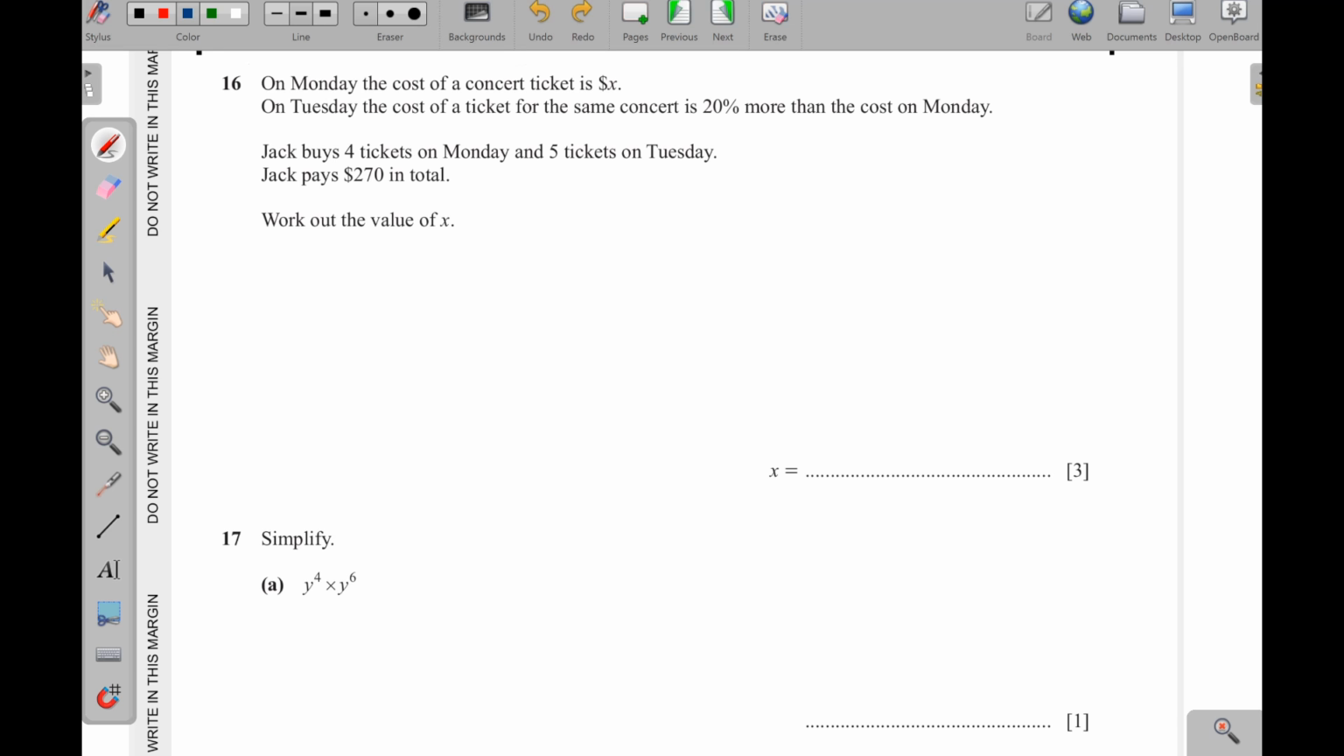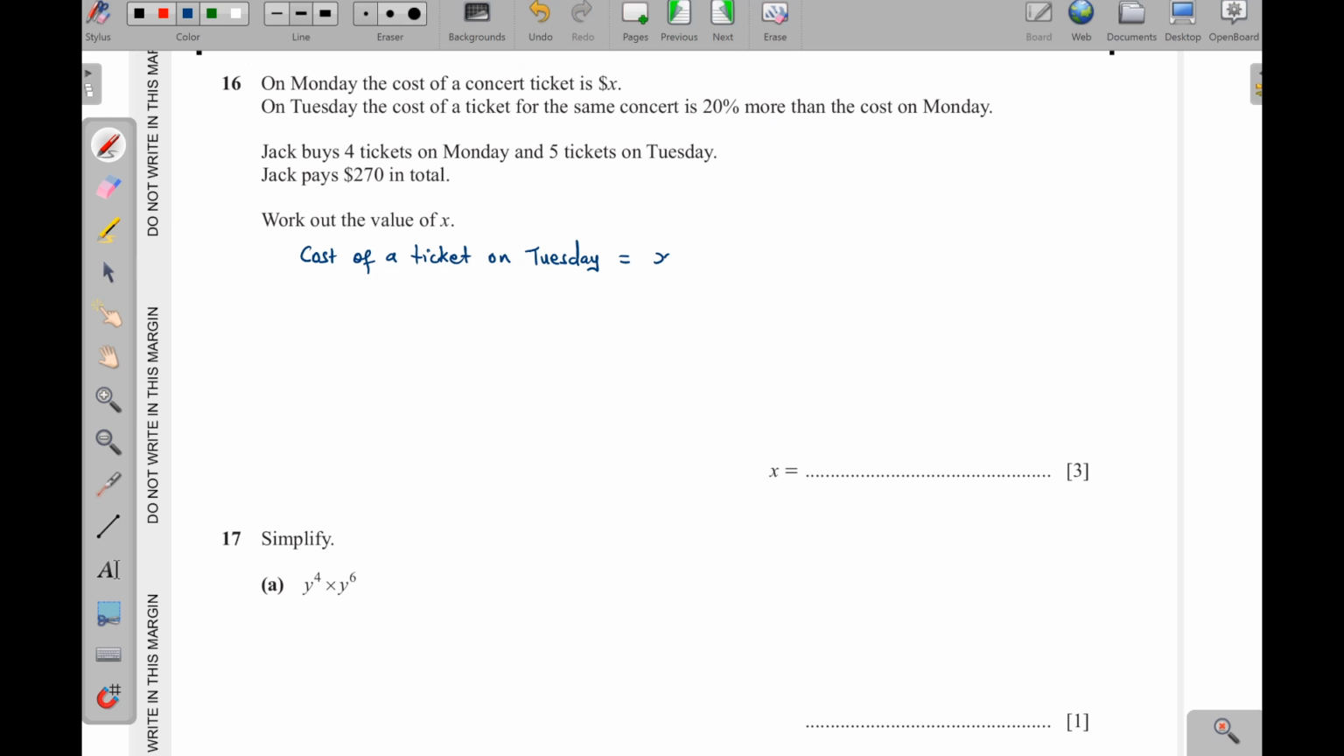Okay, so we have to look at the cost on Monday. Cost of a ticket on Monday. On Tuesday, sorry. On Tuesday, they said 20% more.